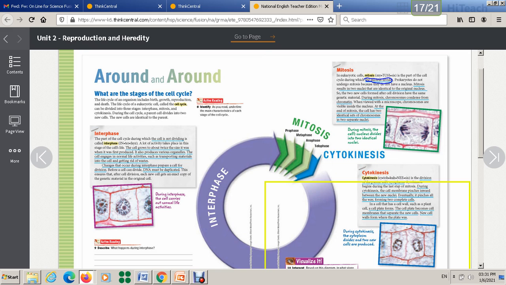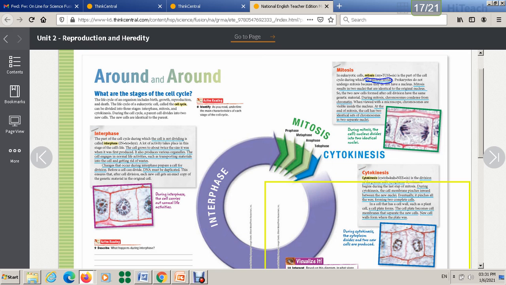So mitosis results in two. What is the result after the end of mitosis? Two identical cells. They have the same genetic material.